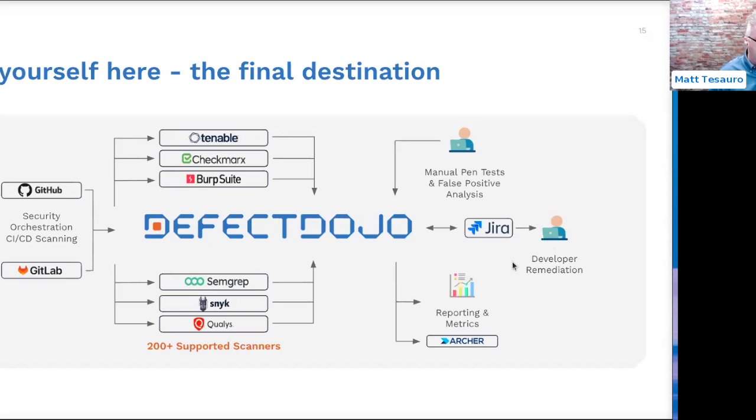DefectDojo has a ton of reporting and metrics inside of it, but if you want to pump data out to something like Archer or some other reporting frameworks like Tableau, you can do that because there's a full REST API behind DefectDojo. So pretty much anything you can do in the UI, you can do with the API as well.